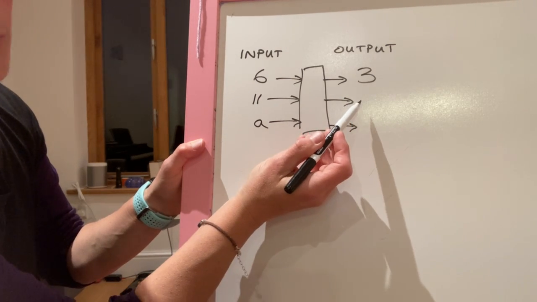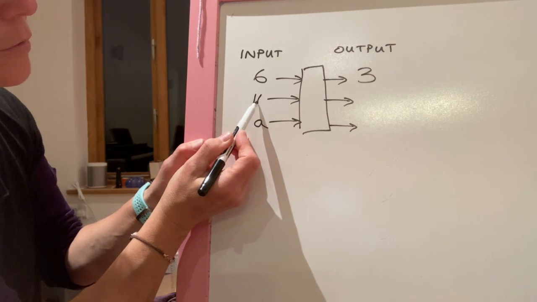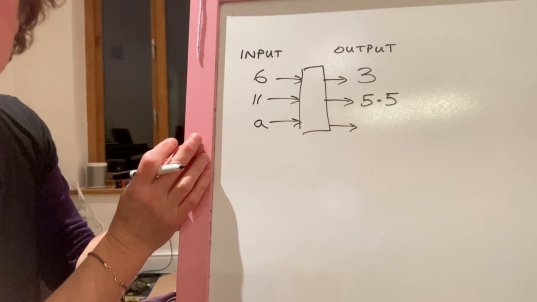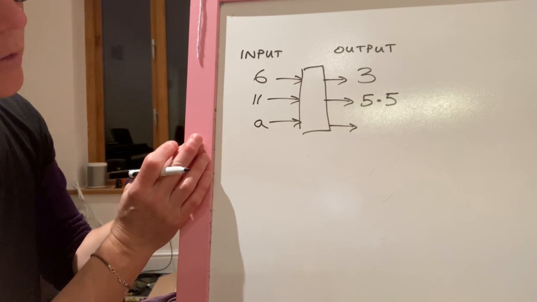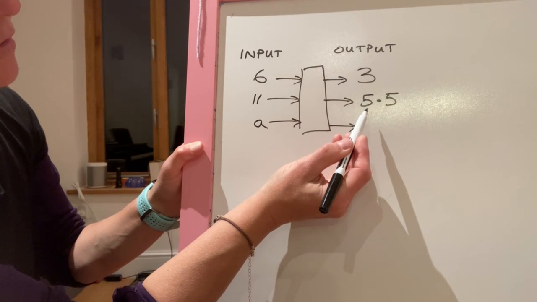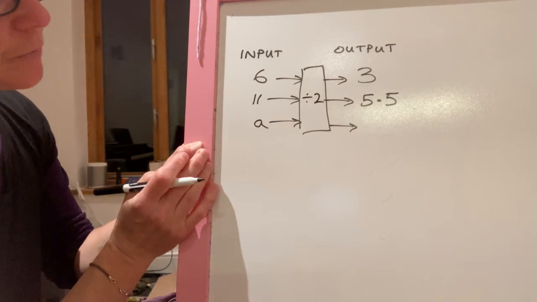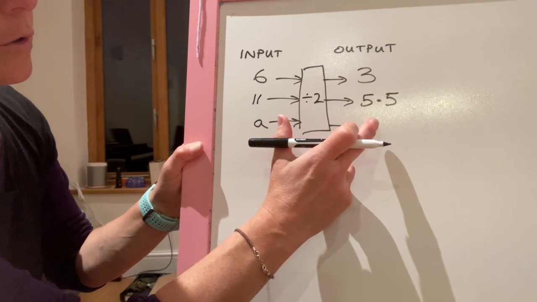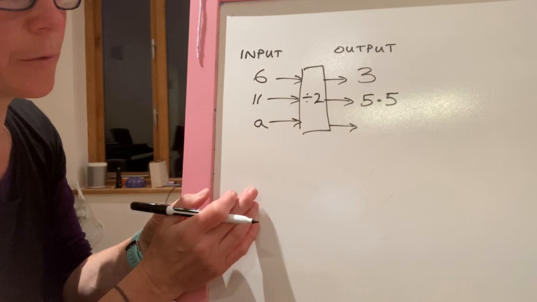Let's see. You should be able to work it out from this next one. 11 goes in, 5.5 comes out. So if it had been minus 3, we wouldn't have 5.5. So this function machine must be dividing by 2. So we've got a, and it's divided by 2. What comes out here must be a divided by 2.